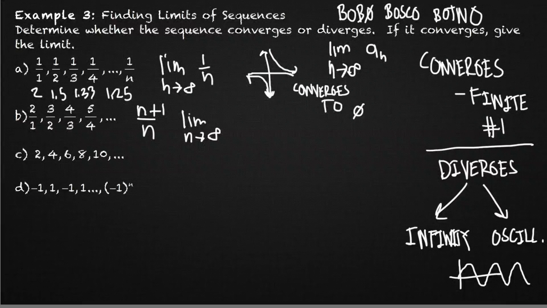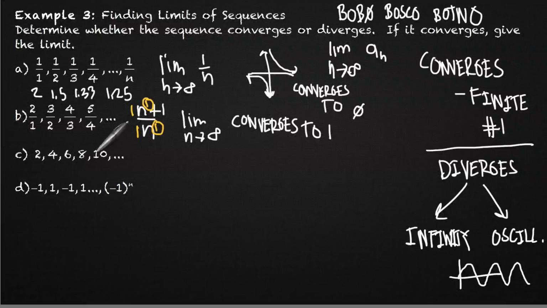But how did we get that? If you remember BOTN, when the powers are the same on the top and bottom, which they are, n to the first, then you use the coefficients in front. 1 over 1 is 1, so you can say that this is going to converge to 1. So that's what you'll write for this one. Converges to 1.